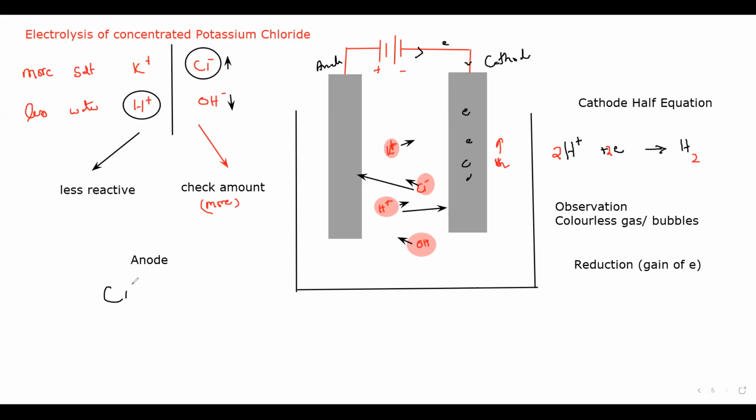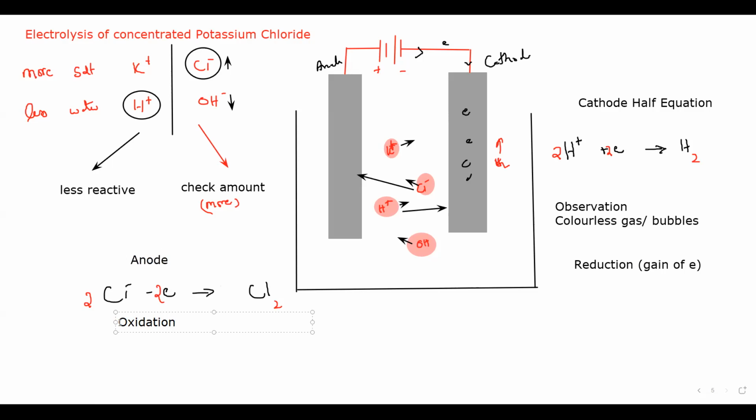The chloride ions will lose one electron and turn into a chlorine atom. But because chlorine is a non-metal, when two chloride ions are there, they will lose two electrons and turn into a chlorine molecule. And what do we call this change? We call this change oxidation.